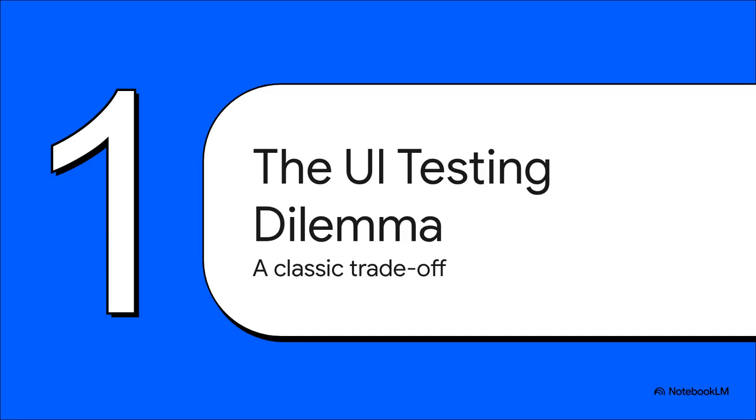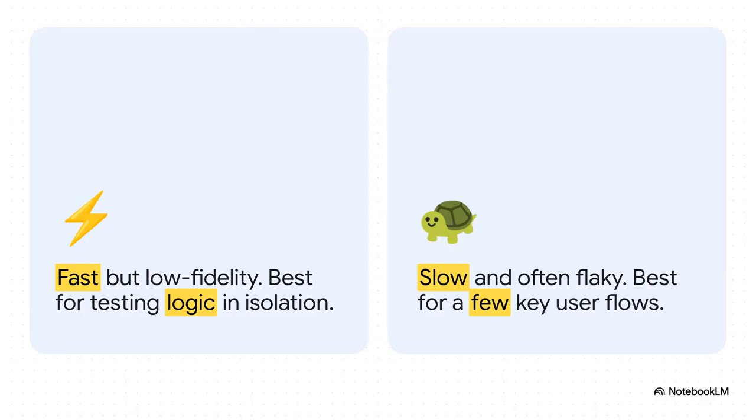Okay, first things first. Let's talk about the problem. And honestly, if you're a front-end dev, you know this one all too well. It's the classic UI testing dilemma, this frustrating trade-off we've been forced to make for years. So you've got 2 choices, right? On one side, you've got your unit tests. Man, they are fast, but they're also kind of blind. They test your logic, sure, but they have no idea what your component actually looks or feels like in a browser.